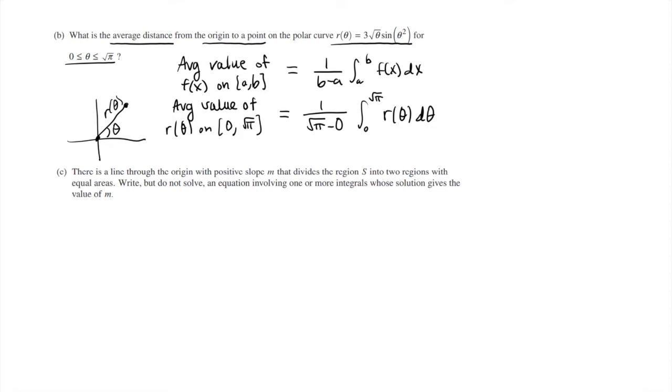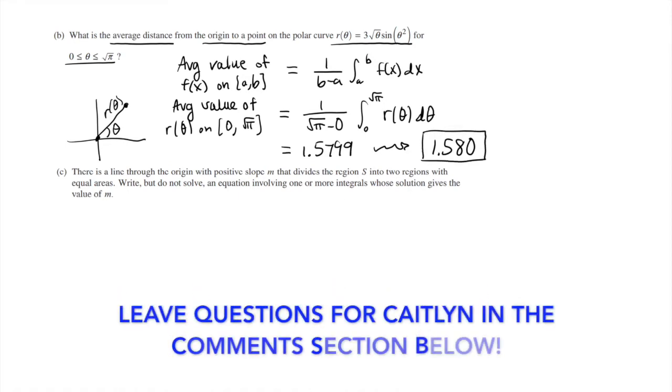Okay, and again, we plug this into our calculator, and we get that this is approximately 1.5799, but again, we want to round that to 3 decimal places, so we should get 1.580. This is our average distance from the origin to a point on that interval.